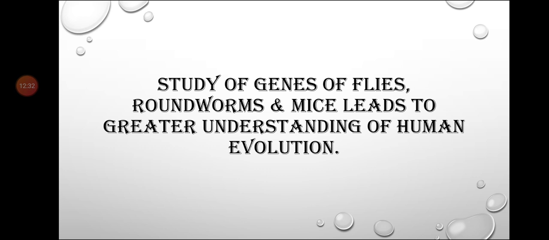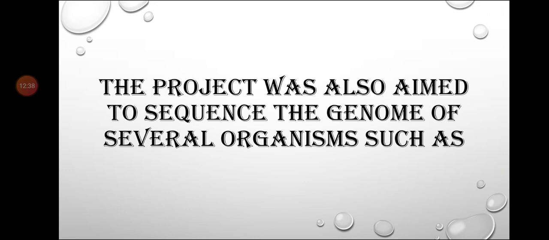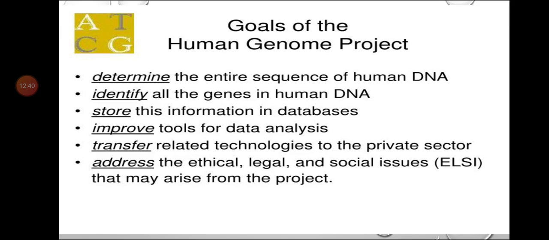We can conclude this. So quickly we will rewind the aims of the project, which is a very important part of this lecture. What are the aims? First aim is to determine the entire sequence of human DNA. Second, identify all the genes in human DNA. Third, store this information in databases. Fourth, improve tools for data analysis. Fifth, transfer related technologies to the private sector. And the last aim is to address the ethical, legal and social issues that may arise from the project.